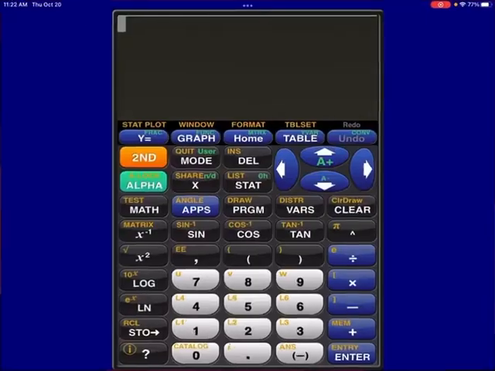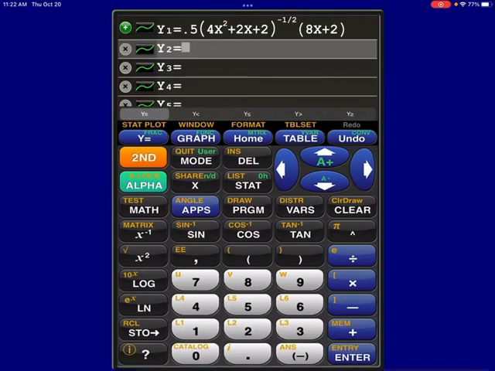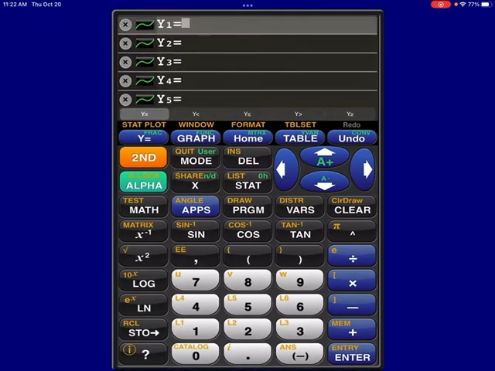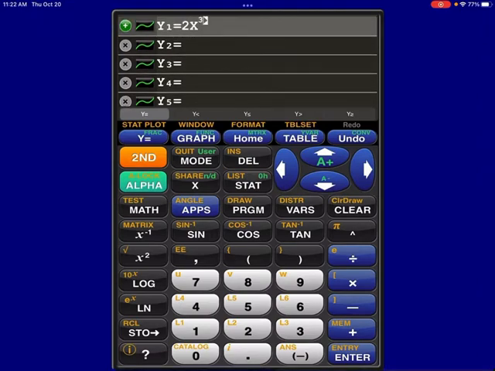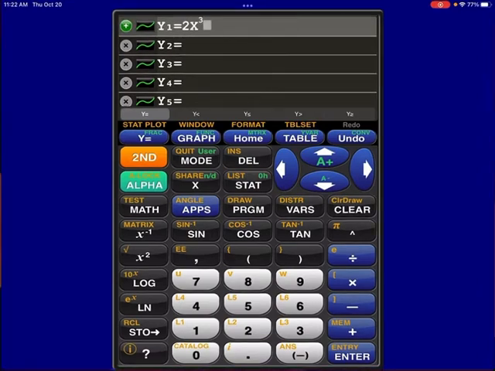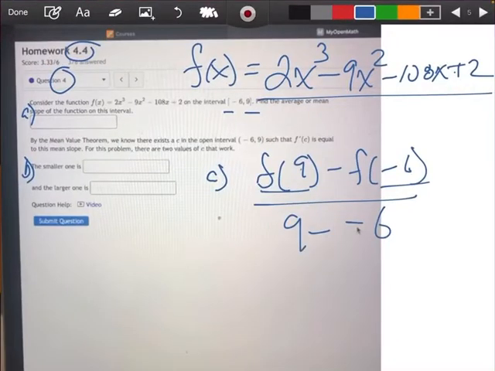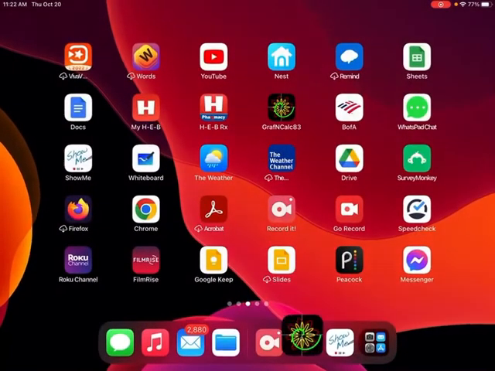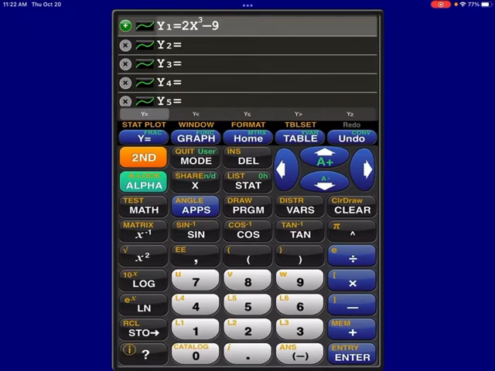Okay, I'm going to get my calculator here. I'm going to go to my y equals. I'm going to clear what I have up there. Okay, so we had 2x to the third minus 9x squared minus 108x plus 2, okay? So enter, go down, whatever. Okay, let's quit this thing here.